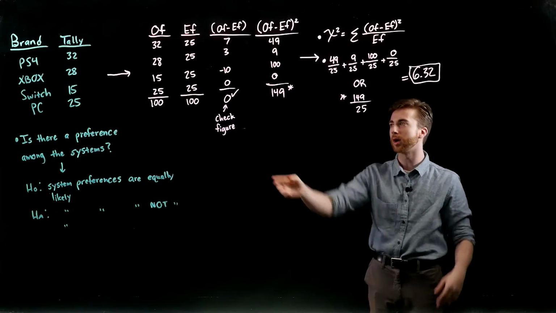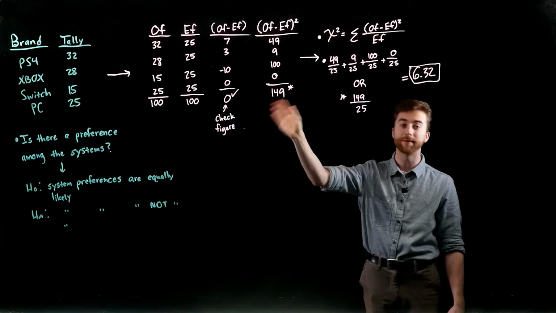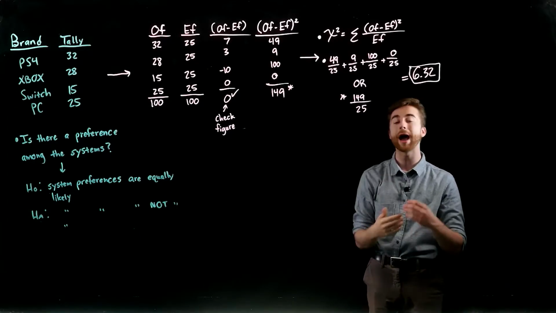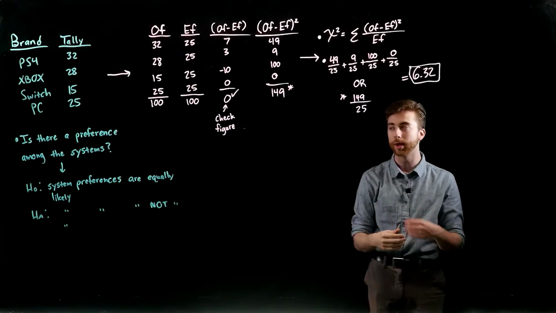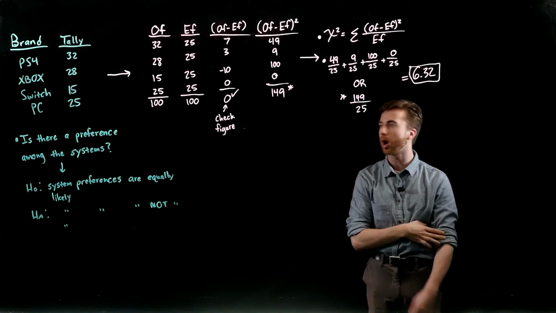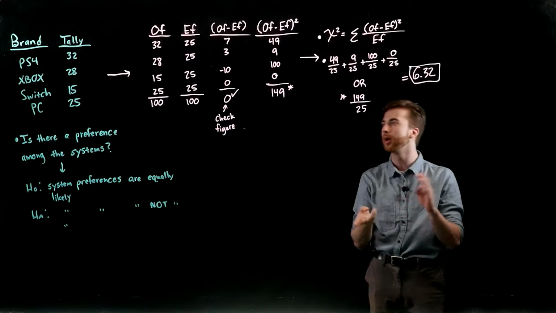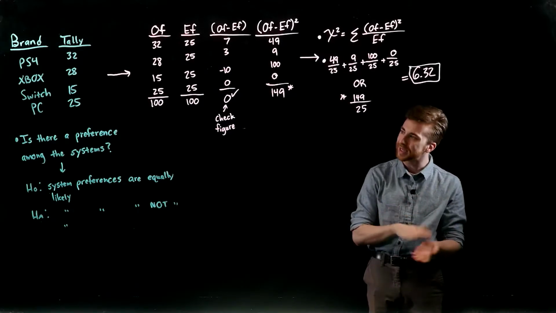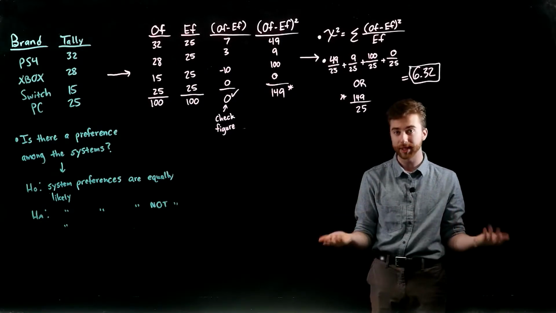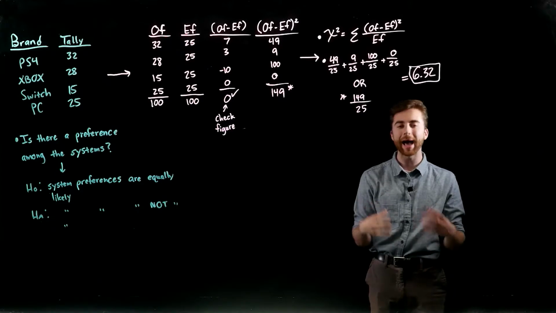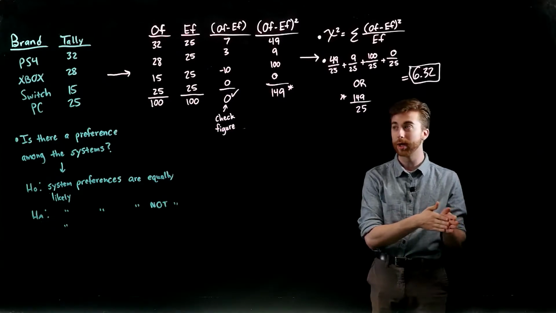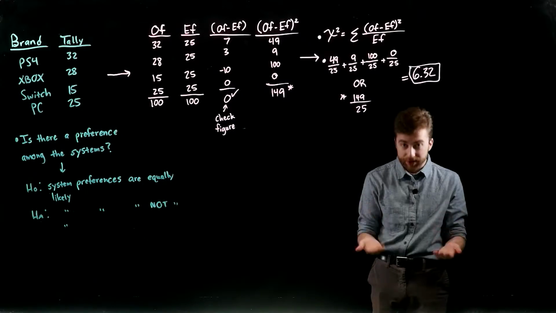So let's see what's going on. We have that information given to us in the very beginning: the brands along with how many people in our sample said they preferred one console or brand versus another. It looks like 32 people preferred PS4, 28 preferred Xbox, only 15 preferred Switch, and 25 preferred PC. So that's what actually happened when we did our sample. That's what we observed, so it's our observed frequency.